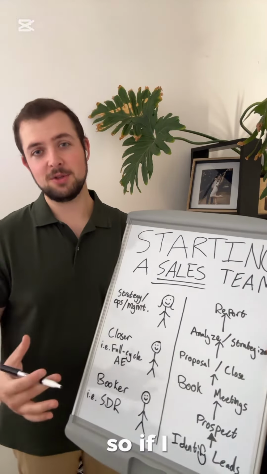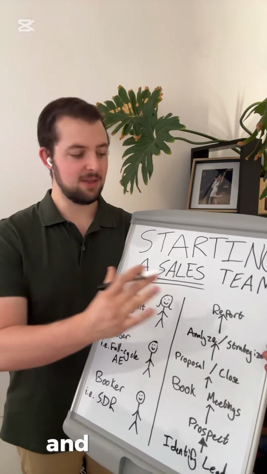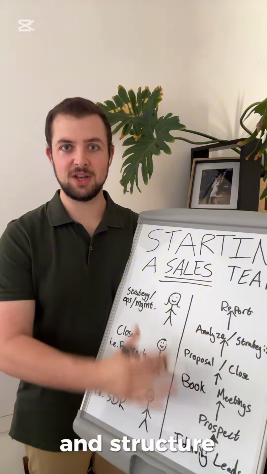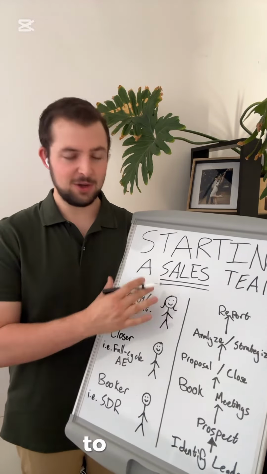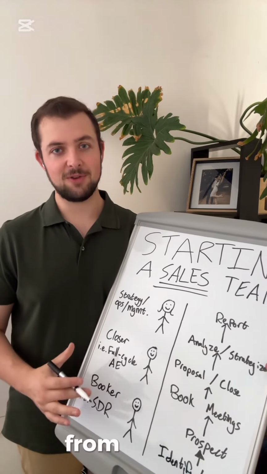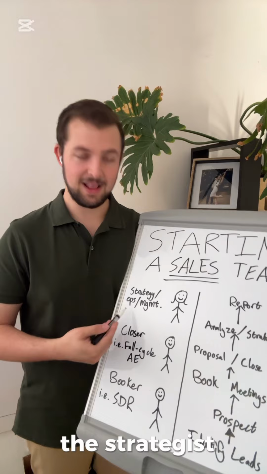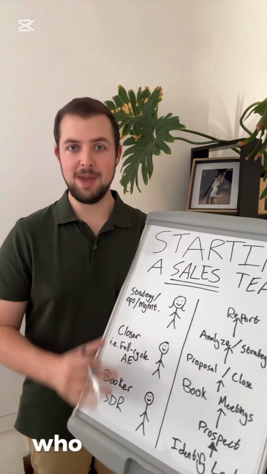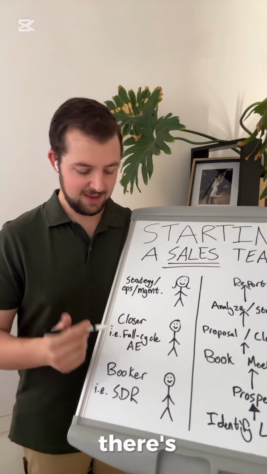So, if I were to start a sales team, there's two ways I'll think about it: the people I need, and the process or systems and structure that I need to make sure that my people are successful. If I look at this sales team that I would create from scratch, there's three types of individual. There's the strategist slash ops slash manager who manages this entire function, making sure that we reach the goals we need to. There's the closer.